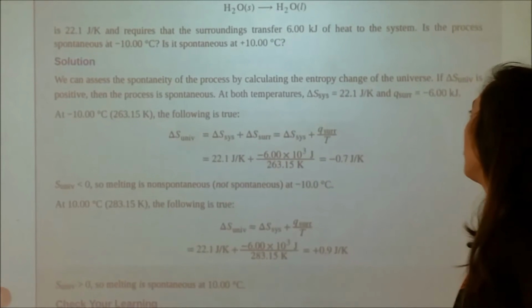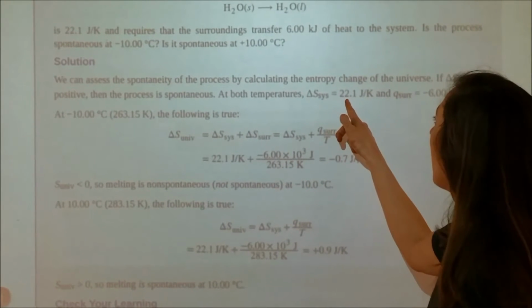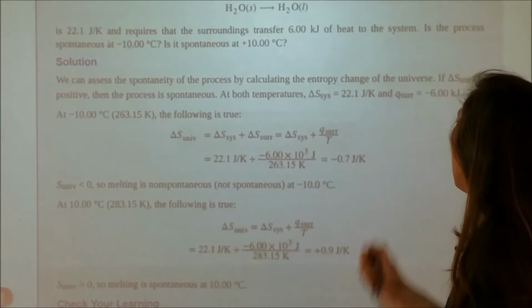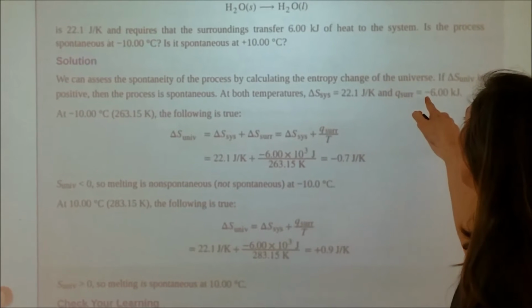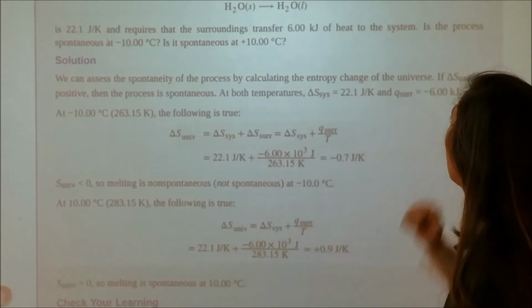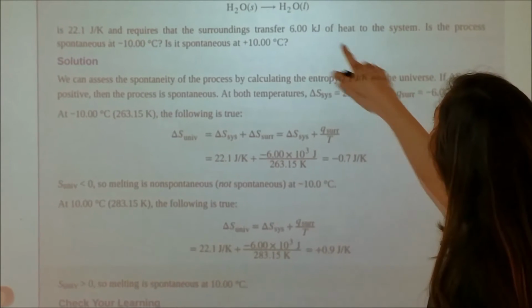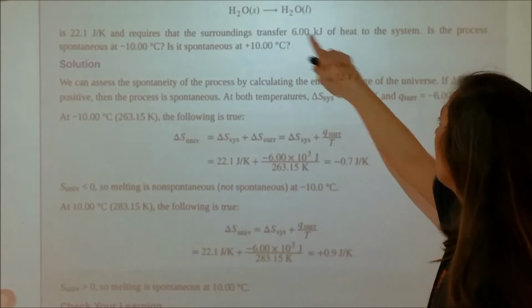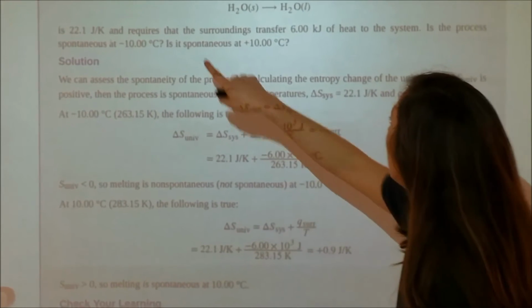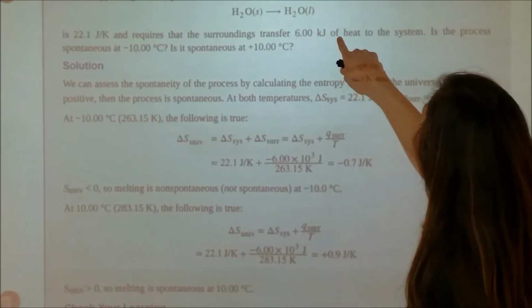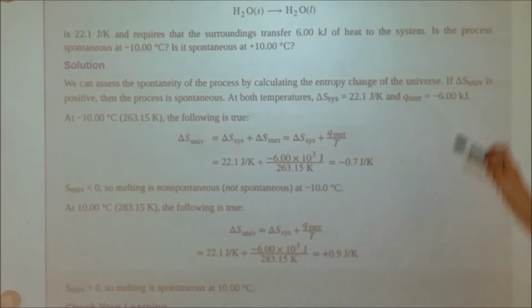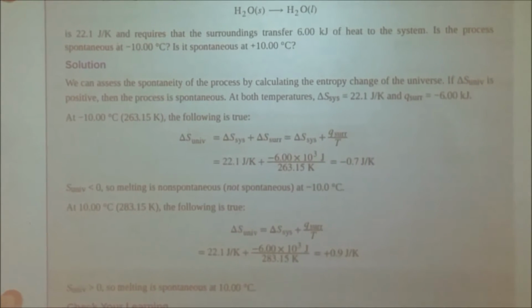At both temperatures, the delta S of the system is that 22.1, and we have the heat of the surroundings at negative 6 kilojoules. So we're using that negative 6 right here because it's the surroundings transfer of the heat into the system. So we're going to use negative 6 kilojoules.